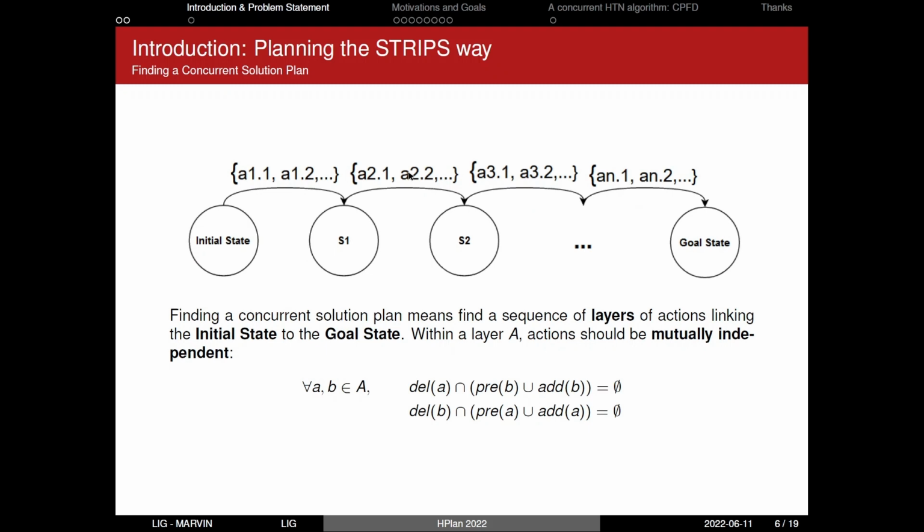Now, a concurrent plan is a plan where instead of finding one action between the states, we find what we call a layer of actions. This is a collection of actions which are all mutually independent, meaning that their effects do not interfere with each other.